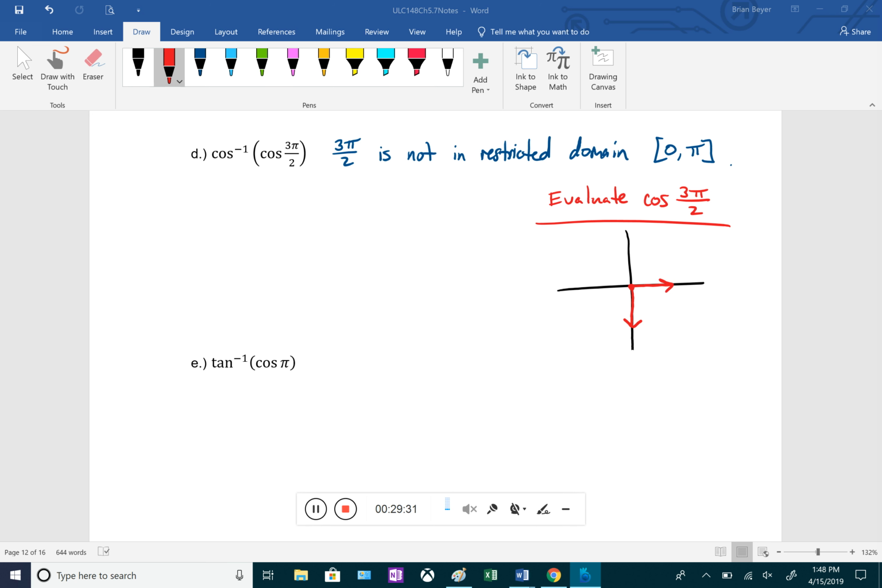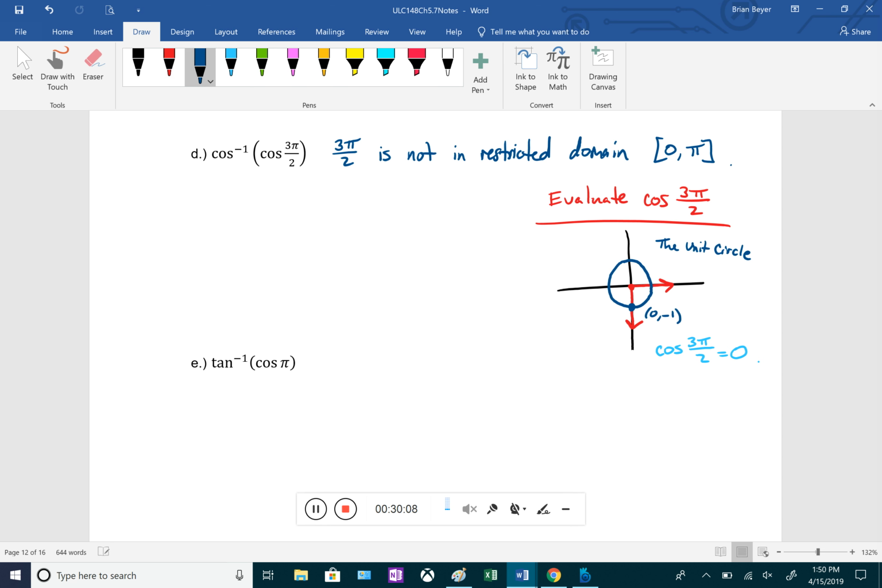Anytime your terminal ray is on one of these axes, think in terms of the unit circle. So on the unit circle, this would be cutting through the point (0, -1). And on the unit circle, cosine is equal to the x-coordinate. So that means cosine of 3 pi over 2 equals 0. Okay, so this was not the reference angle way, this was the unit circle way of thinking about it.